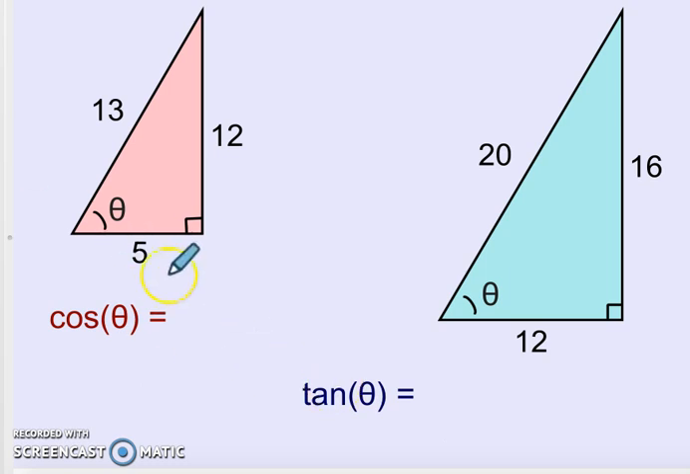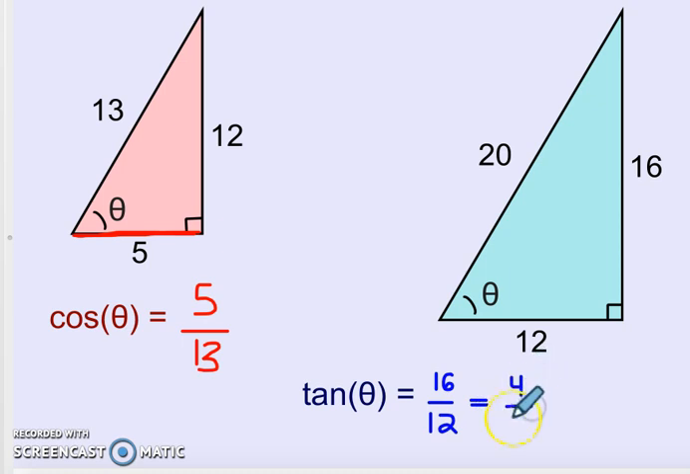Okay, same triangles, but new functions. Cosine of theta. Cosine is the adjacent over hypotenuse, so the adjacent side here, where theta is labeled, is important. The adjacent side is 5 over the hypotenuse, which is 13. Tangent is opposite over adjacent. So 16 over 12 or 4 over 3.